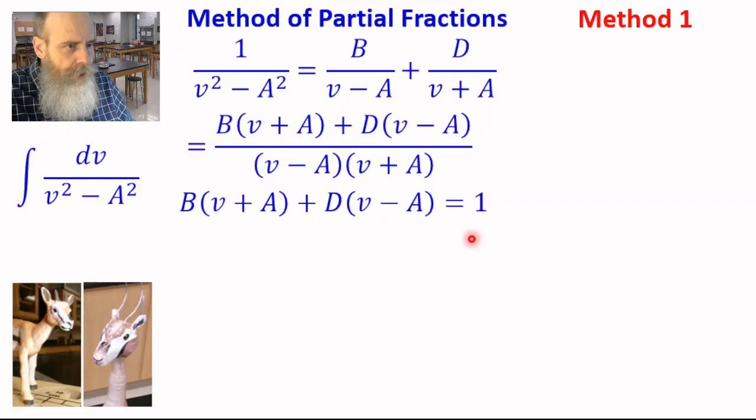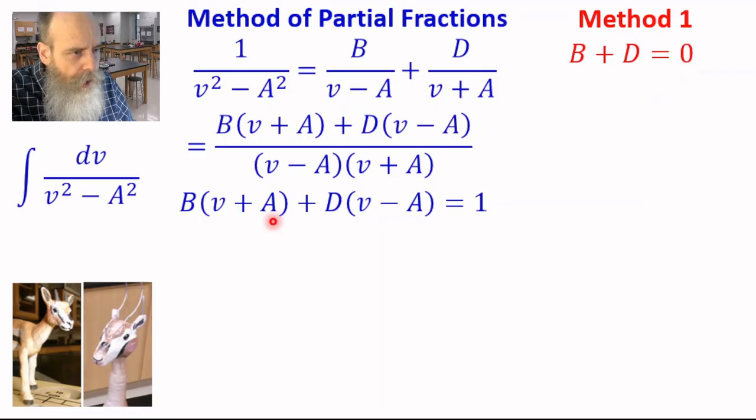There's two methods to do this. Let's look at method 1. Let's find all the terms that contain v in them. So on the left side we have bv plus dv, and on the right side there's no v, so it's 0v. So we get this equation, b plus d equals 0.